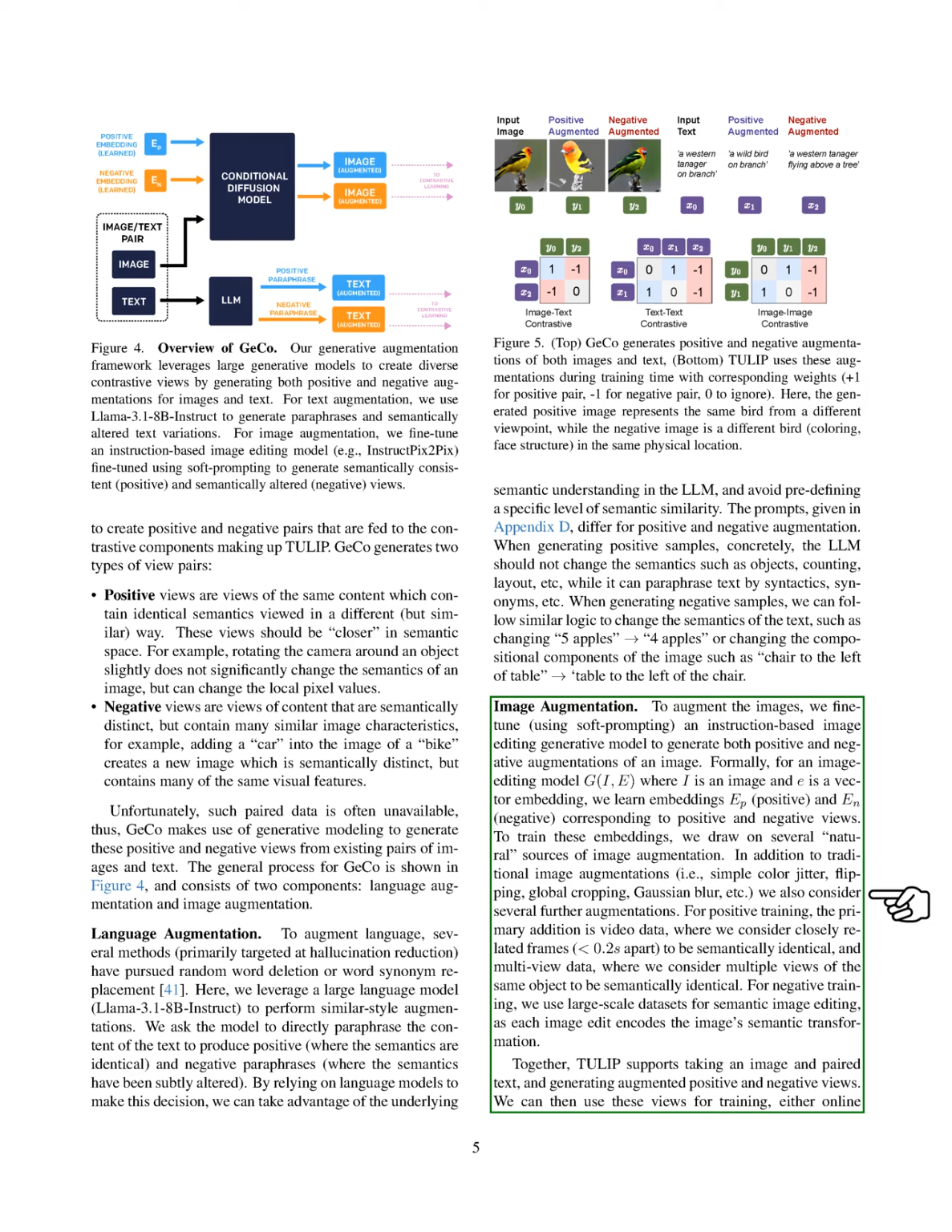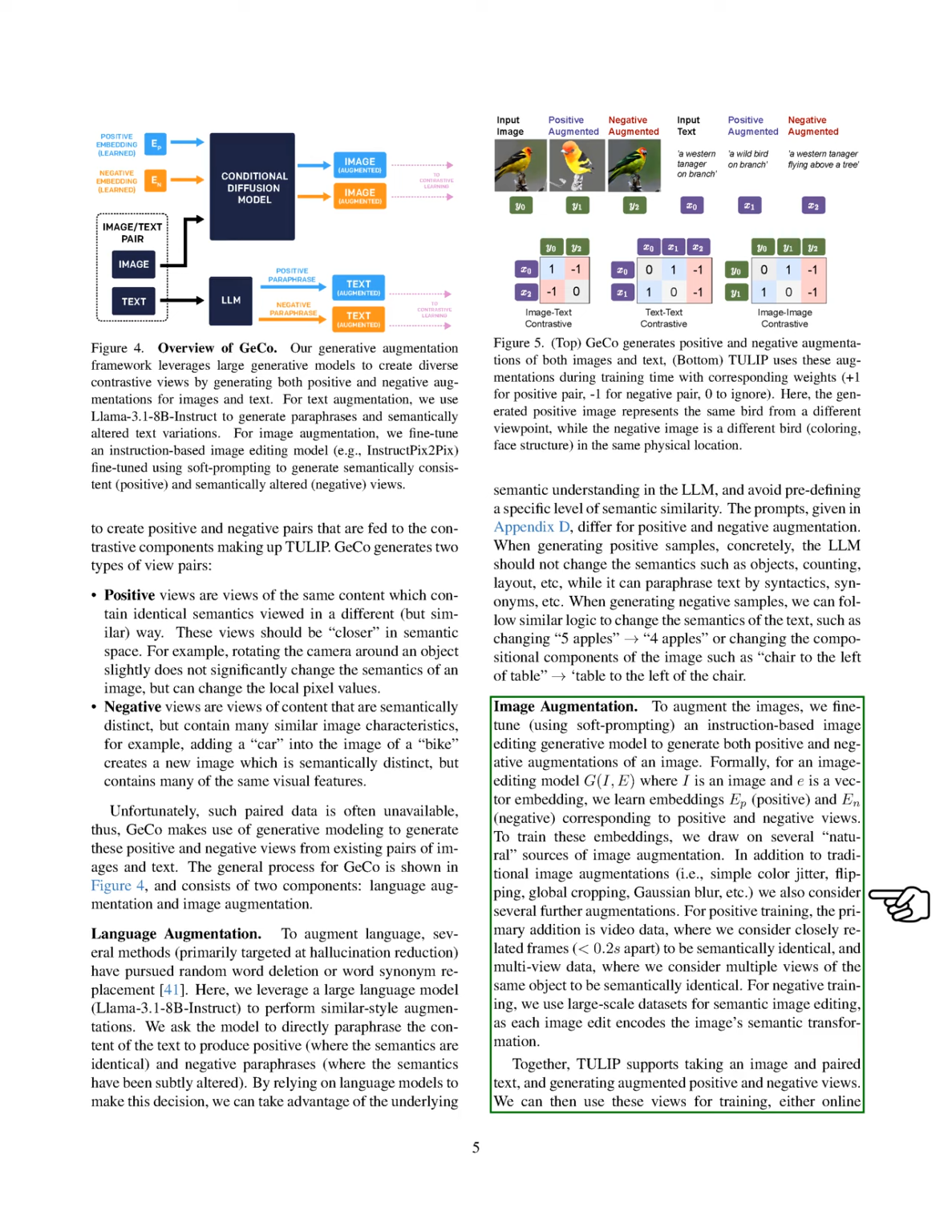We utilize various sources for image augmentation, including traditional methods like color adjustments, flipping, cropping, and blurring, as well as additional techniques. For positive training, we incorporate video data, considering frames that are closely related in time as semantically identical, and we also use multi-view data of the same object. For negative training, we rely on large datasets that capture semantic image edits, as these edits reflect the image's semantic changes.